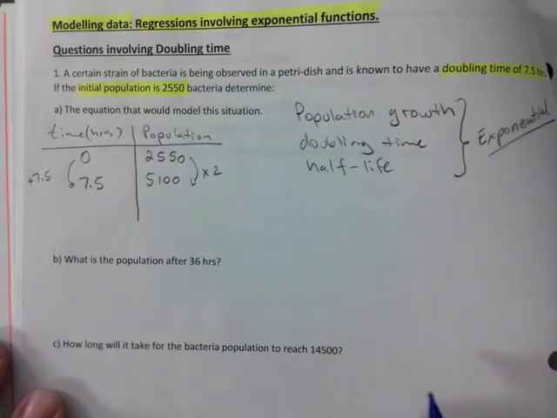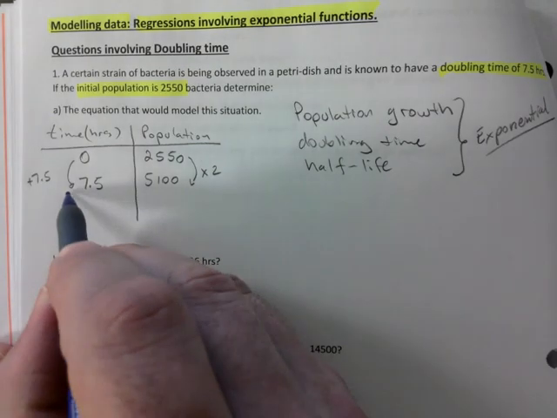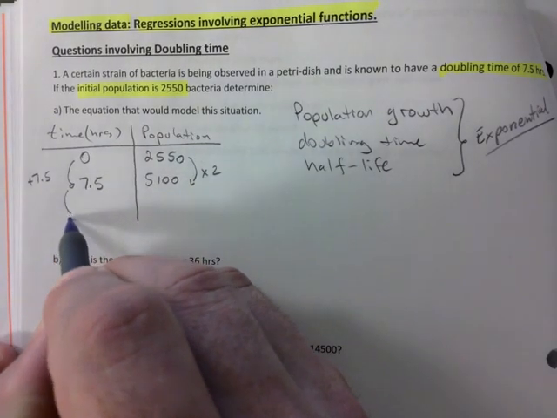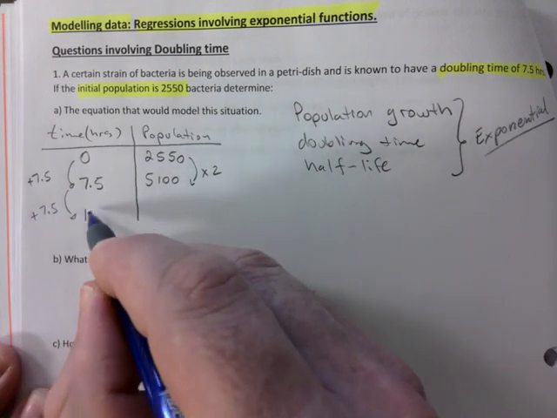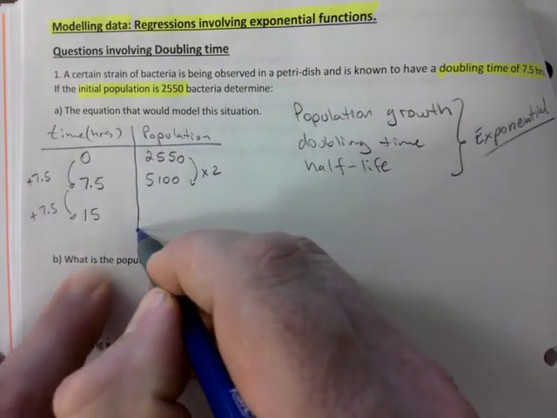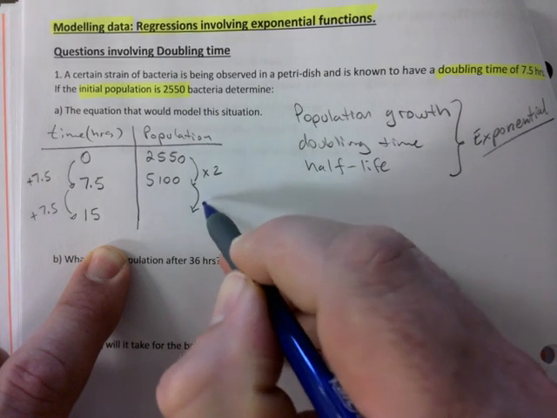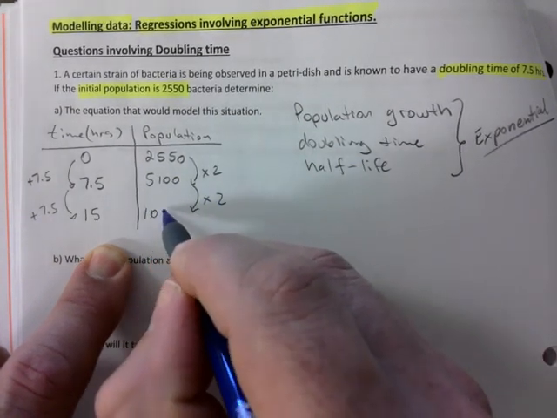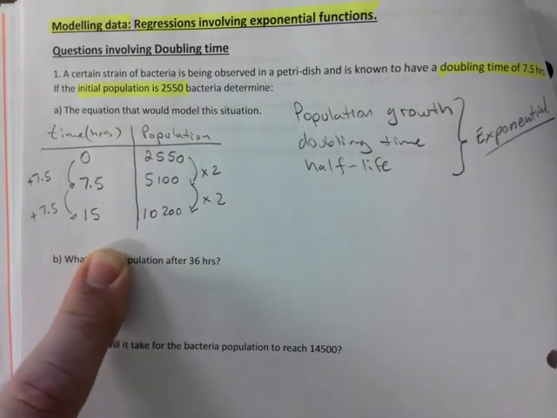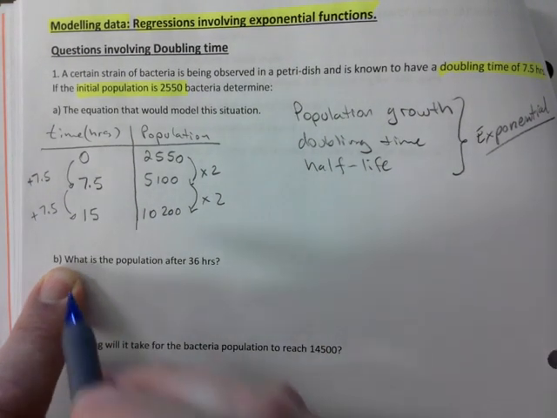And you should do it one more time. Sometimes it tells you, sometimes. So another 7.5 hours go by, so that'd be 15 hours total. You double what you had previously again. So that's 10,200. And that's good enough already.